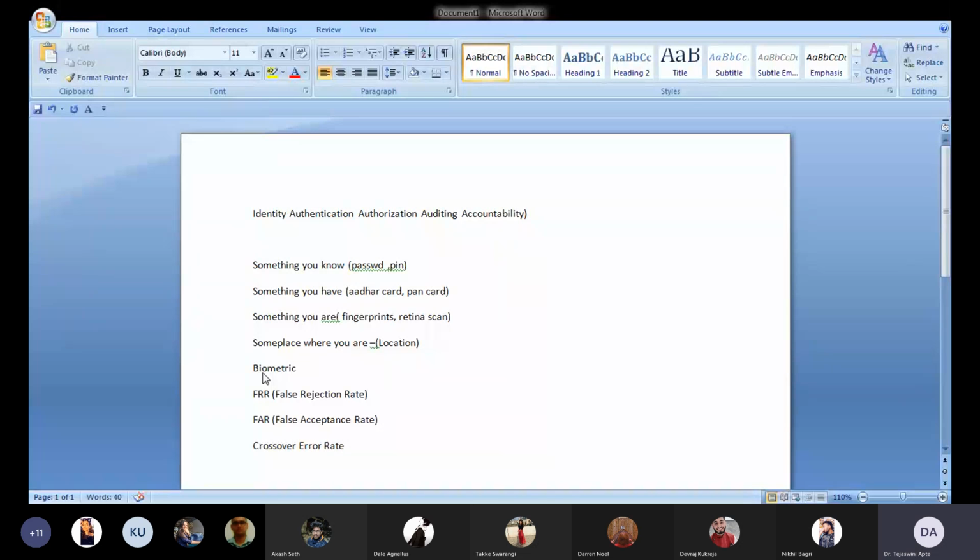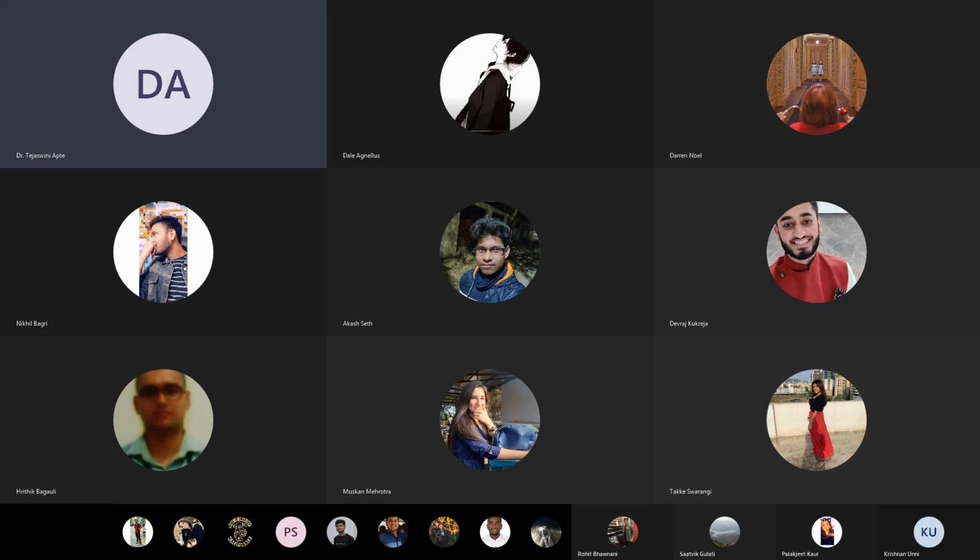Okay, and we always buy a biometric system for an application for which the CER is less. Please take note of this: for which the CER is less. Let me give you the images of CER. Let me show you the images. Just hold on. CER images.